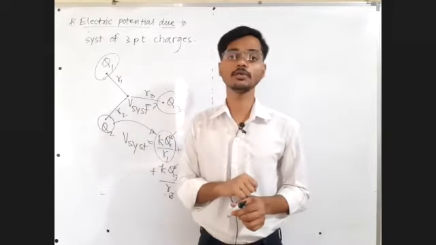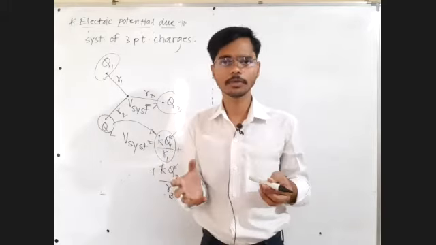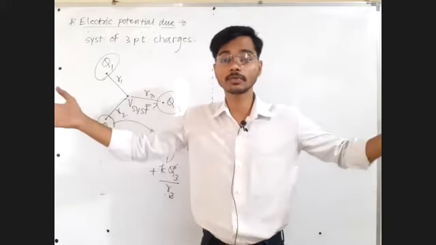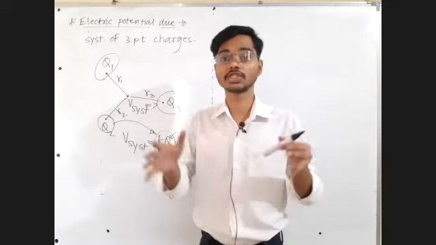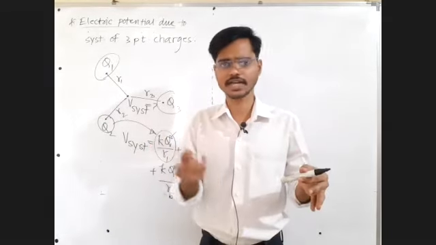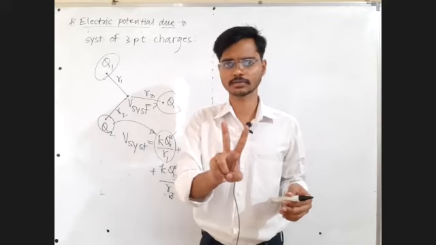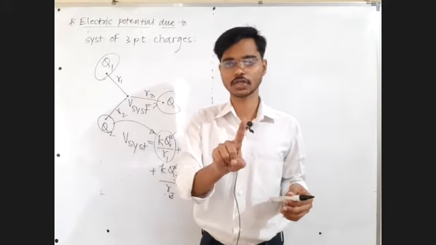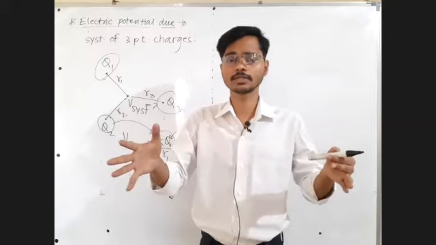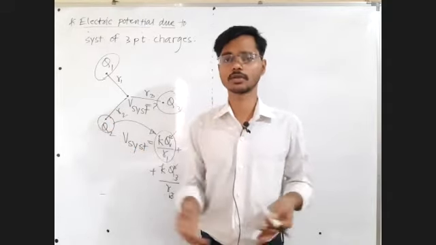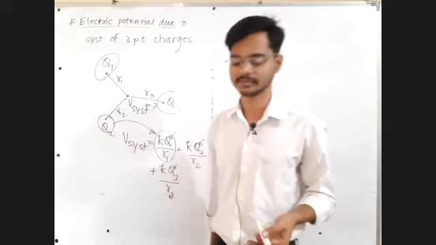But sir, what if our charge system is a charged object? Charged object means infinite number of point objects. Yes. Charge system can be of three types: point charge, collection of point charges, or the charged object. Now, charged object means infinite number of point objects. In that case, addition or integration.